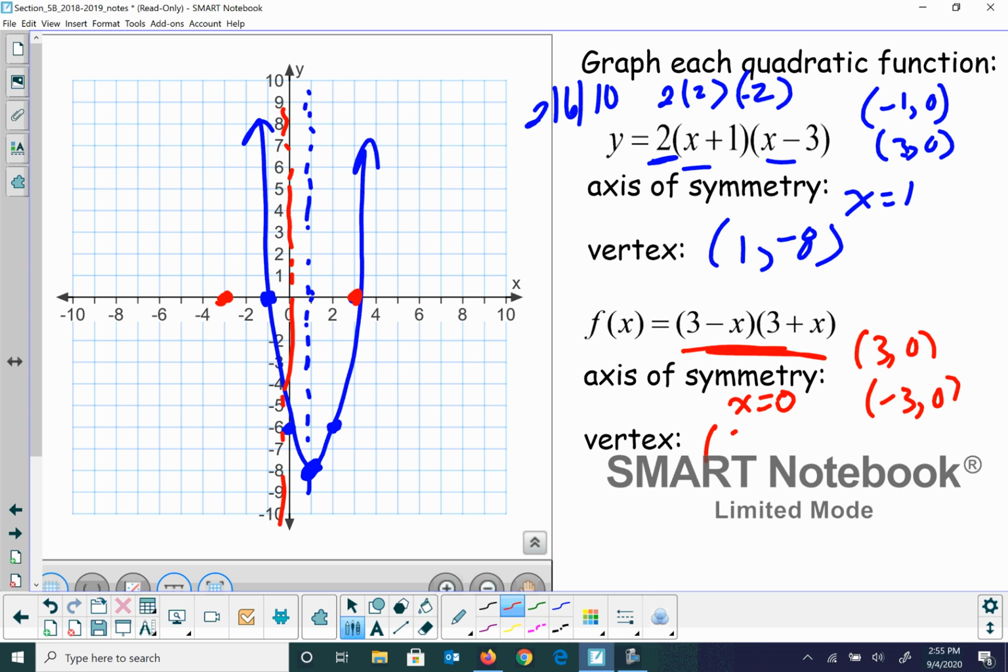Okay. Find my vertex, plug 0 in. 3 minus 0 is 3. 3 plus 0 is 3, so 3 times 3 is 9. So 0, 9 is where we're going to live here.